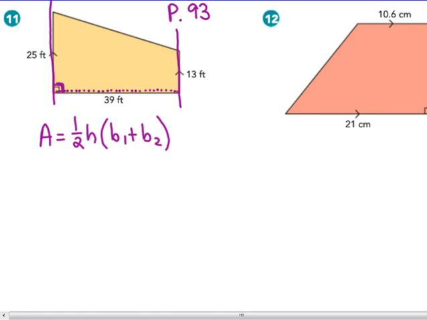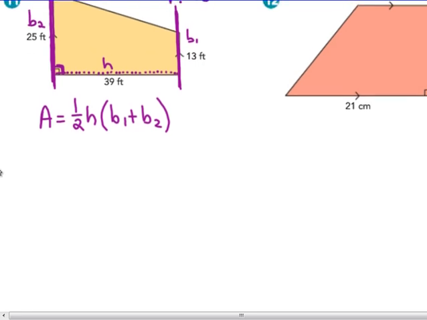The height is 39. The base 1 and base 2 are the parallel sides, so you've got to find the parallel sides. This one's kind of topsy-turvy here, turned on its side. I'm going to call this one base 1, then I'm going to call this one base 2. I always label things on my pictures first. Then I go ahead and start doing my formula. Plug in what I know.